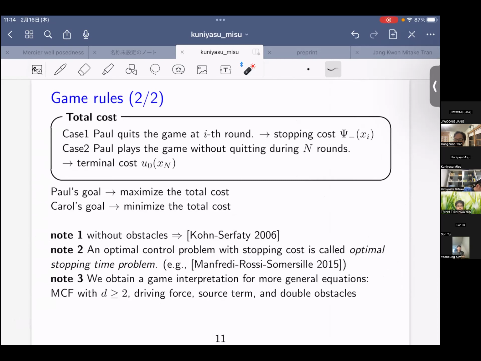The total cost is given by a stopping cost psi minus. The obstacle function appears here. Given by the stopping cost if Paul quits the game at the i-th round, the total cost is given by the terminal cost if Paul plays the game without quitting during any rounds. And Paul's goal is to maximize the total cost, and Carol's goal is to minimize the total cost.